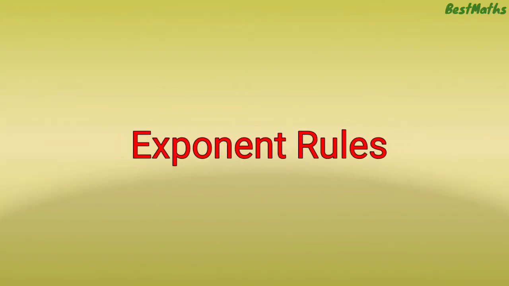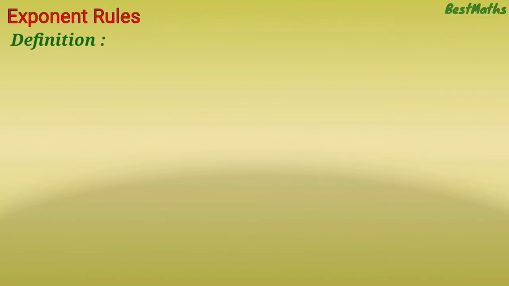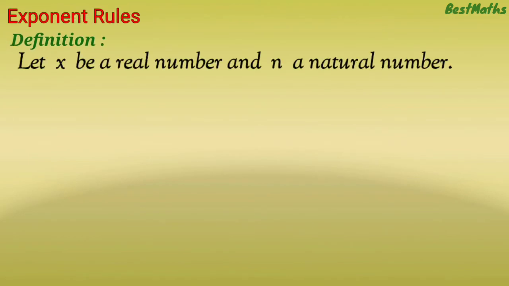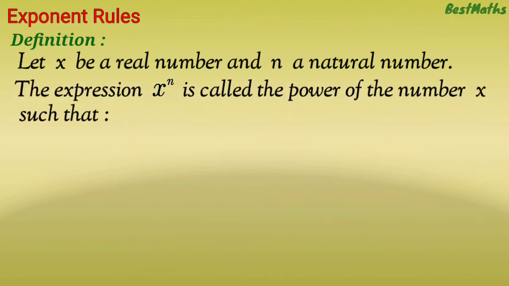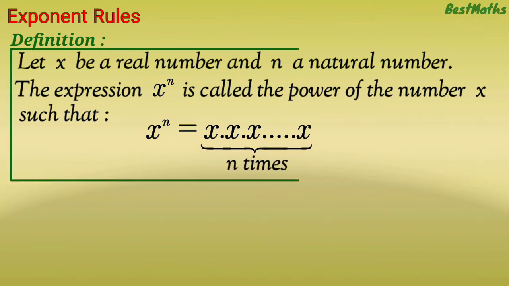This video is about the exponent rules. We will start with the definition. Let x be a real number and n a natural number. The expression x to the n is called the power of the number x such that x to the n power is just x multiplied by itself n times.